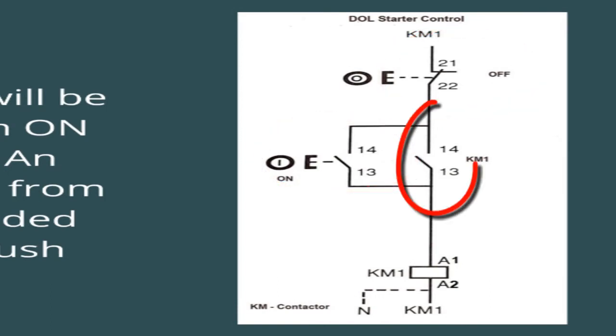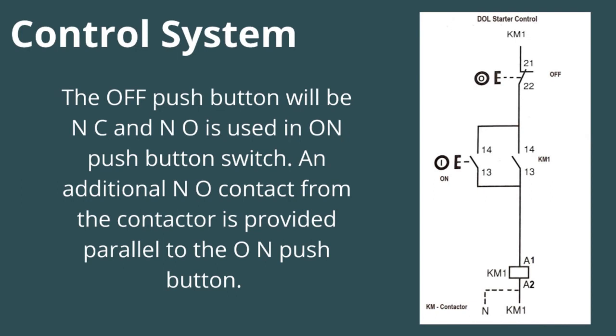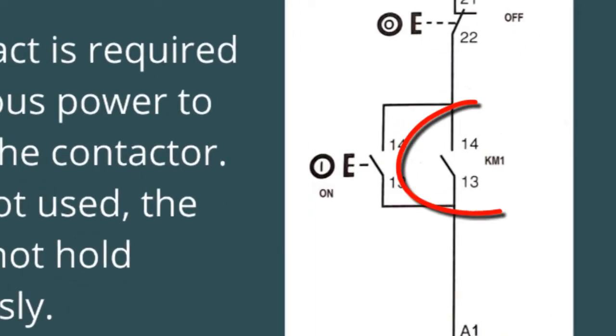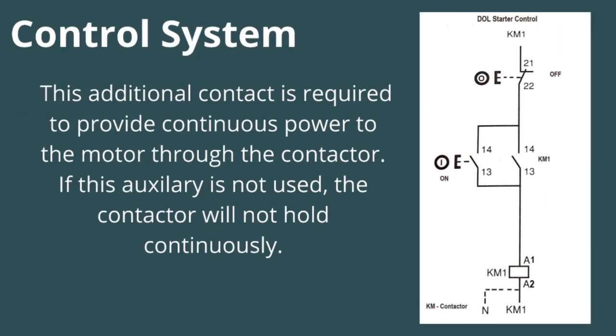An additional NO contact from the contactor is provided parallel to the on push button. This additional contact is required to provide continuous power to the motor through the contactor. If this auxiliary connection is not used, the contactor will not hold continuously.